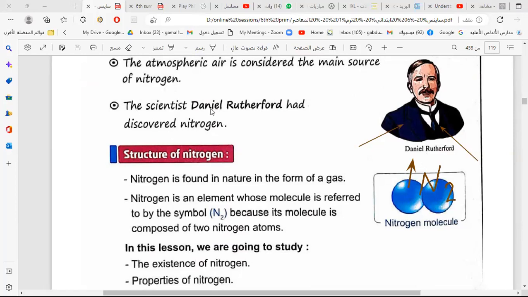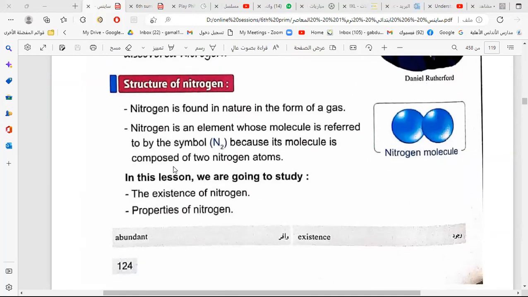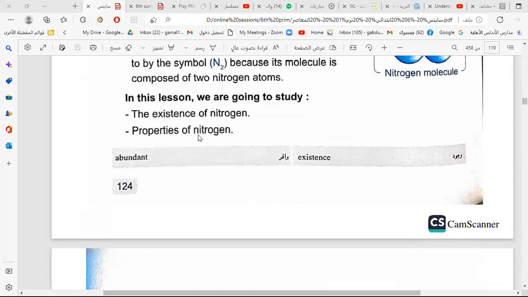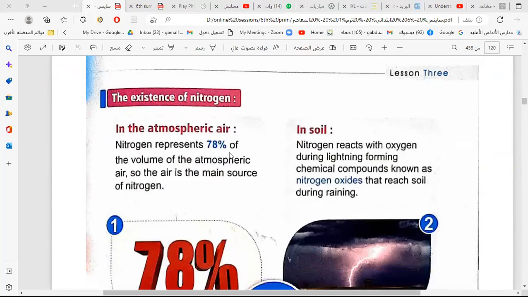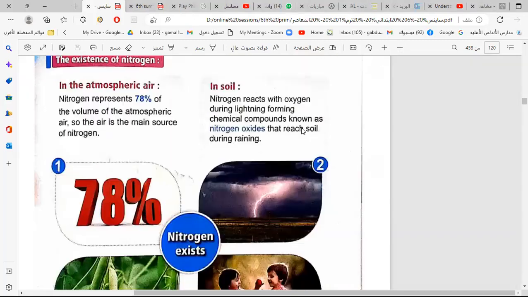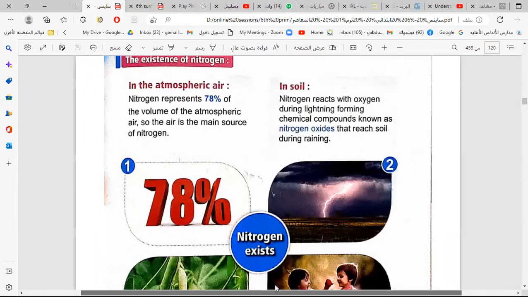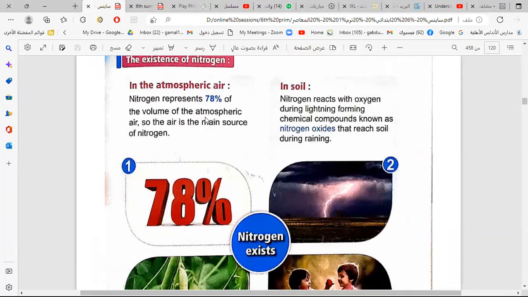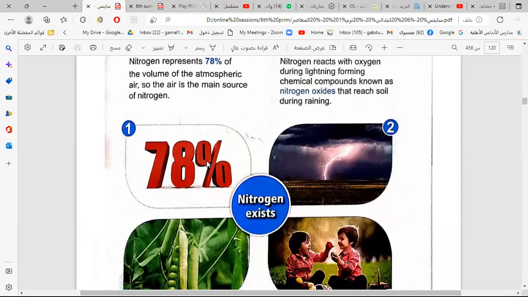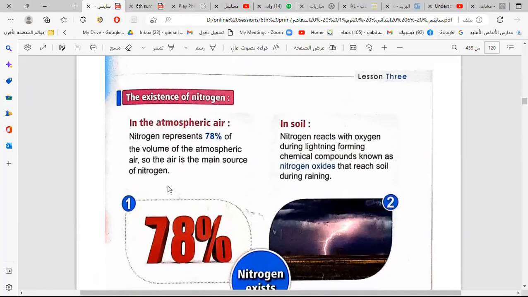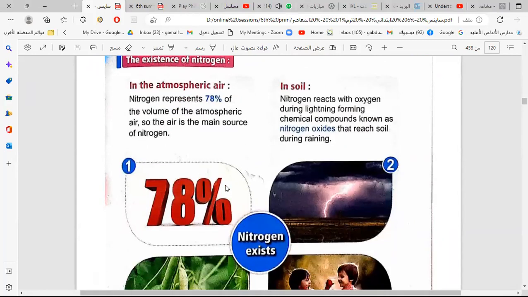Thank you. Time. Let's go now to continue studying nitrogen. Existence of nitrogen and the properties of nitrogen. Nitrogen can be found in the atmosphere. We said it before. It represents 78% of the atmosphere. So if we want to get some nitrogen, we take it from the atmosphere. The main source of nitrogen is the atmosphere. Okay?